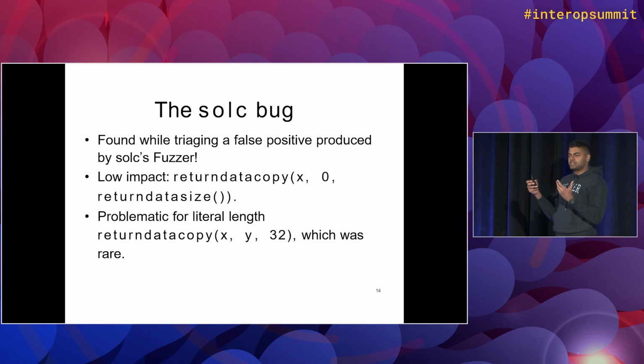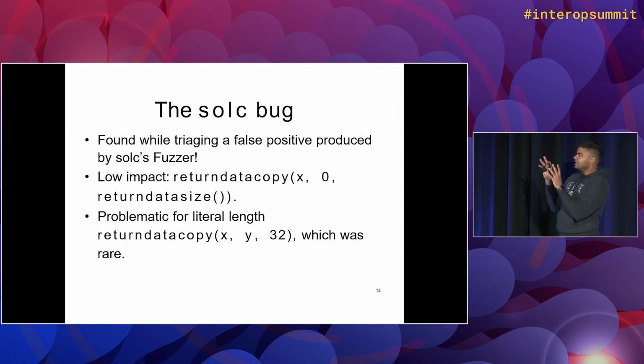It was very interesting to find this bug because this idea came out when we were triaging a false positive that was produced by Solidity's fuzzer. Solidity has a fuzzer which will try to generate random Solidity code, and it would run it against two different code generators. And if there is a deviation in the semantics, we can see, oh, there is a Solidity program that should probably behave in a different way. Maybe there is a compiler bug.